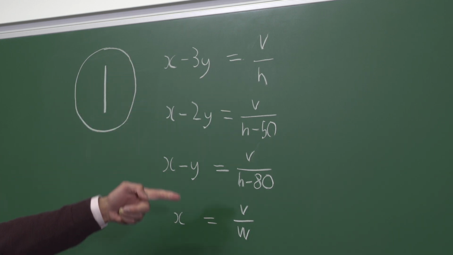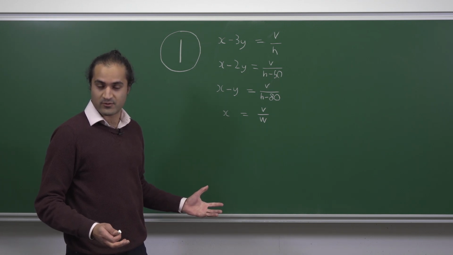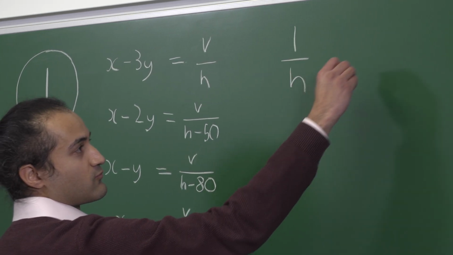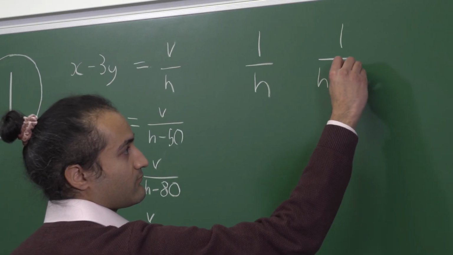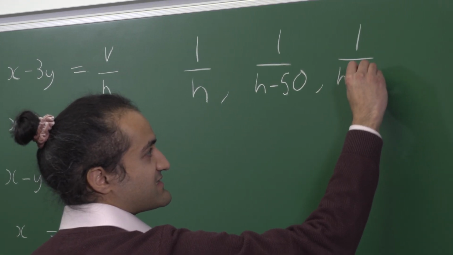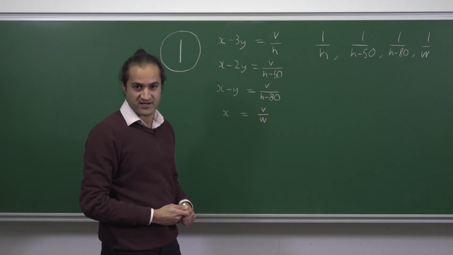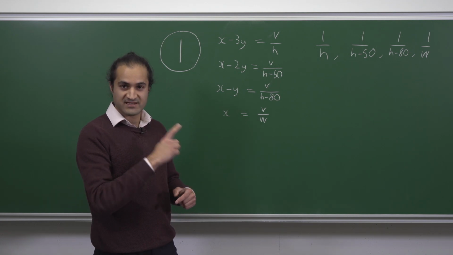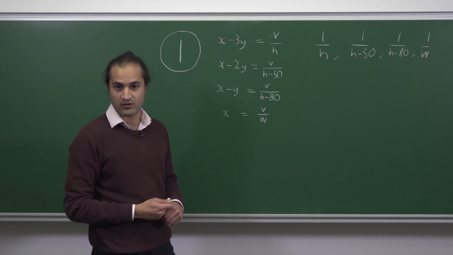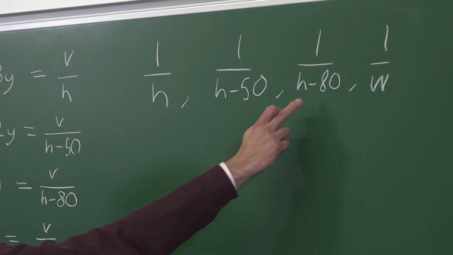And V is a common factor in all of the terms on the right-hand side, so I can divide by V. A scaled arithmetic progression is still an arithmetic progression. So I can say that these 4 terms, 1 over h, 1 over h minus 50, 1 over h minus 80, and 1 over w form an arithmetic progression. And this means that the differences between successive terms are equal. So I can now write down one equation involving only h. The difference between these 2 terms equals the difference between these 2 terms.